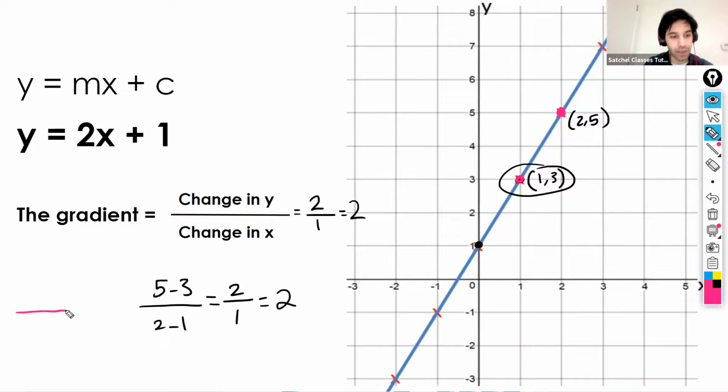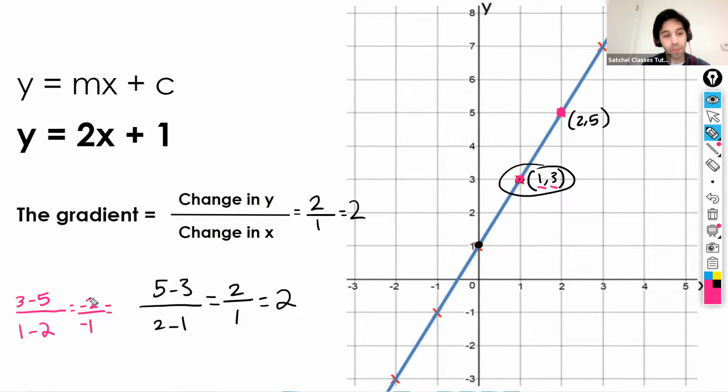I could have done 3 take away 5, but as I've started with this set of coordinates, I would also have to do 1 take away 2 to find the change in x. So I started with 3 for the change in y, so I also have to start with 1 for the change in x. Now 3 take away 5 is -2, and 1 minus 2 is going to be -1.